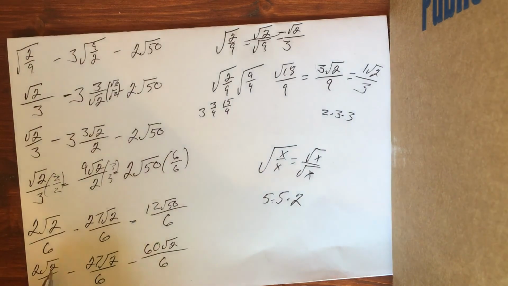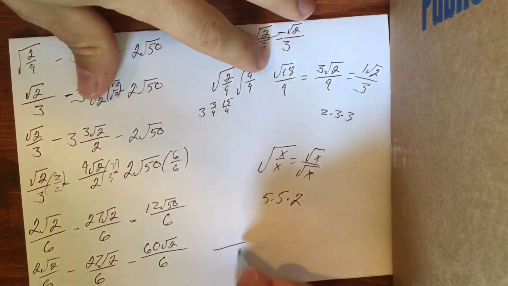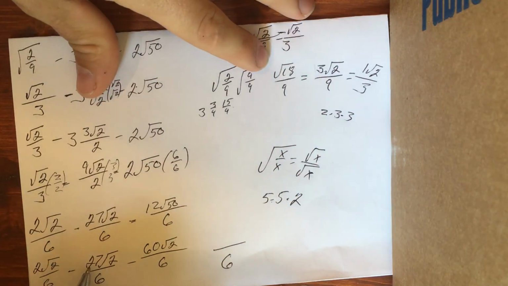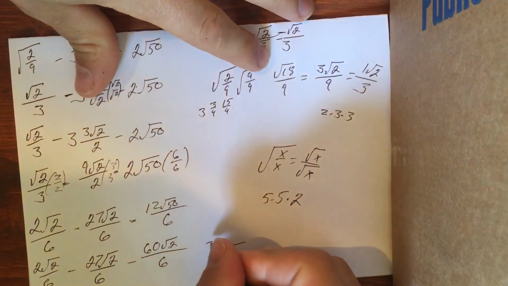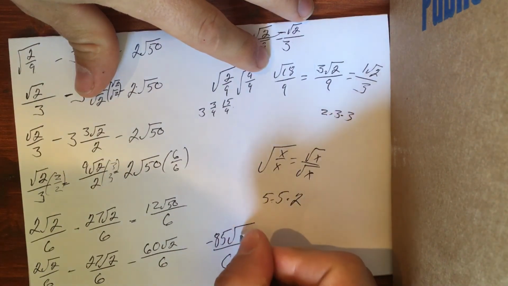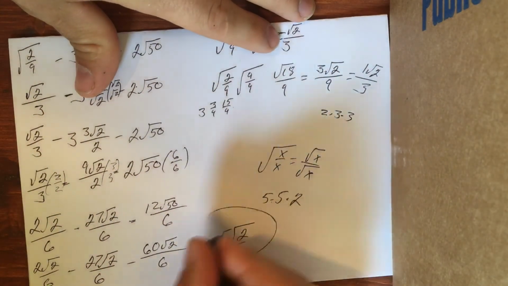And this is really awesome. Since they all have the square root of 2, we can just combine them all together and put them over 6. 2 minus 27 is negative 25, minus 60 is negative 85. So negative 85, maintaining our square root of 2 over 6. That is the answer.